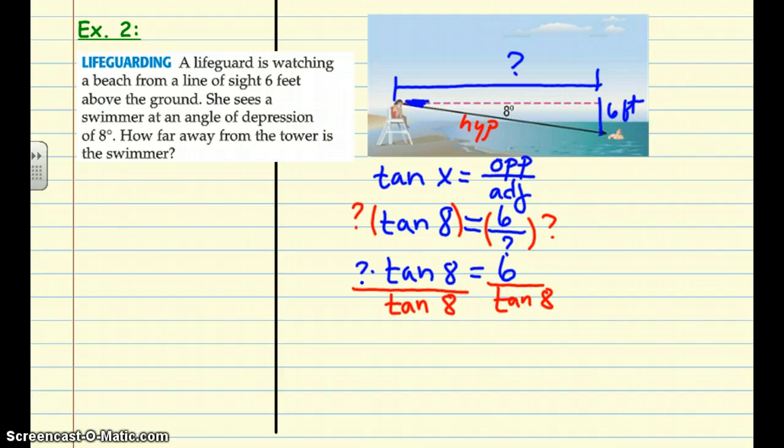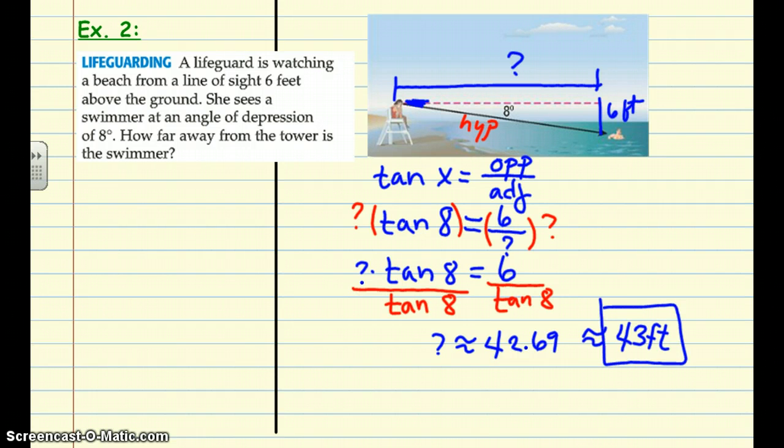Okay, and type that into your calculator. 6 divided by tangent of 8. And when we get that, we should get that the question mark is approximately 42.69 by rounding it. And so we can say that the lifeguard and the swimmer are about 43 feet away. Again, we found this distance up here to be 43 feet.